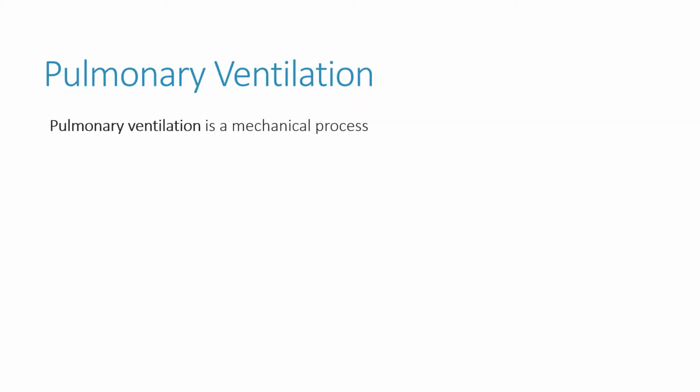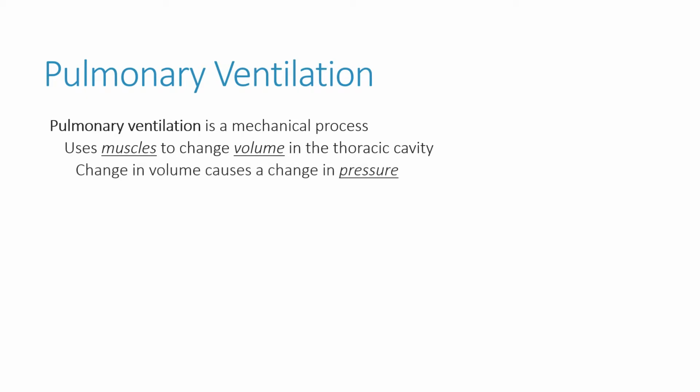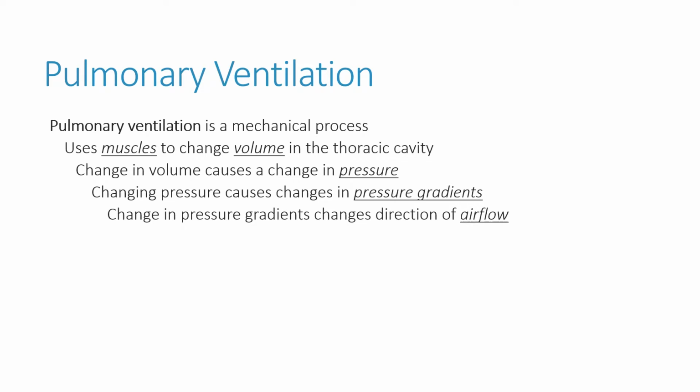Pulmonary ventilation is a mechanical process. That means we use muscles to change volume inside of the thoracic cavity. And this change in volume causes a change in the pressure in the intrapulmonary and the intrapleural spaces. That changing pressure causes changes in pressure gradients, adjusting how intrapulmonary pressure is related to atmospheric pressure. That change in pressure gradient changes the direction of airflow, whether it's coming into or out of the lungs.